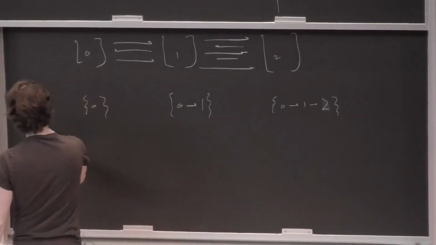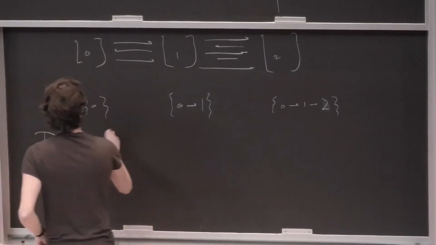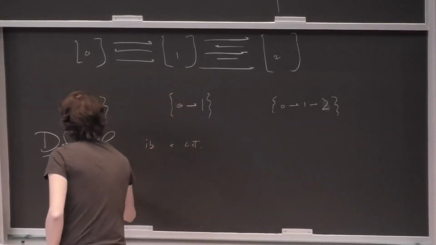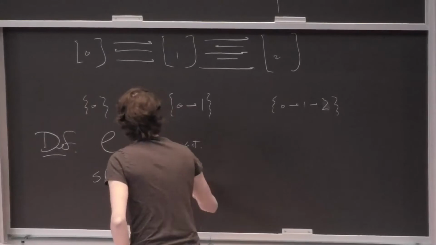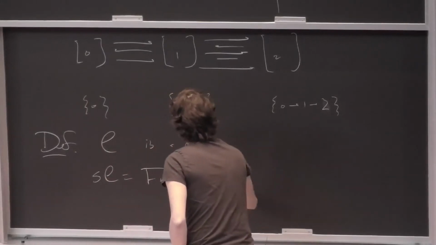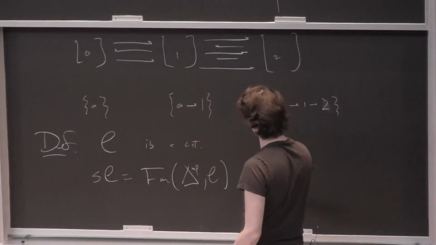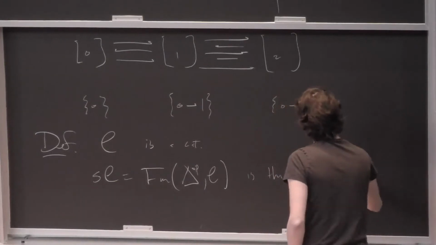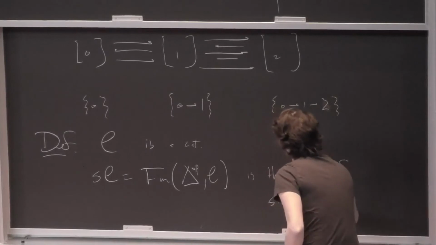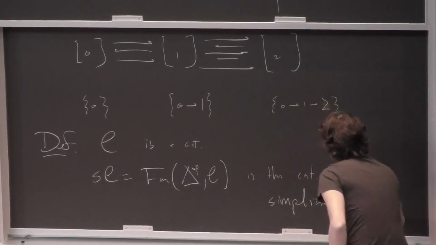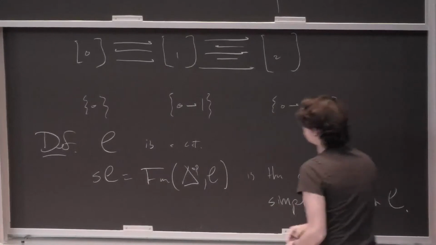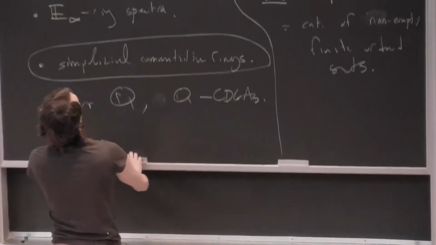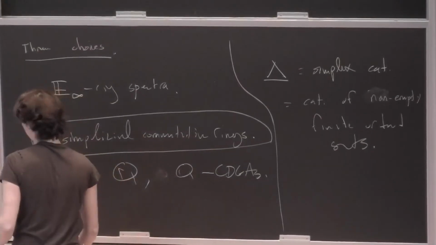And now the definition: if C is a category, SC, which is functors from Delta op to C, is the category of simplicial objects in C, just by definition. Okay, so let me give you a couple examples here.